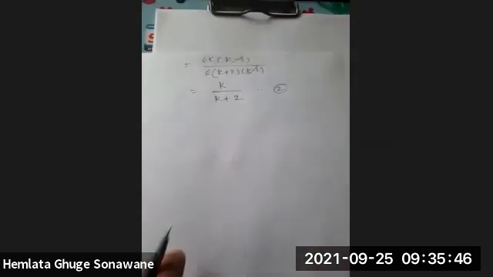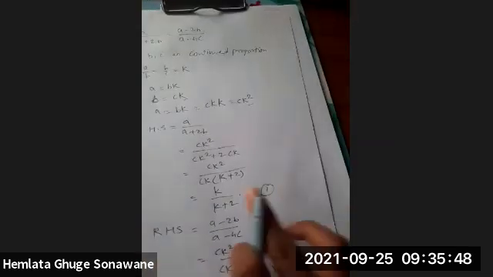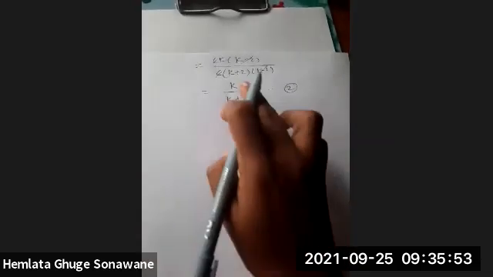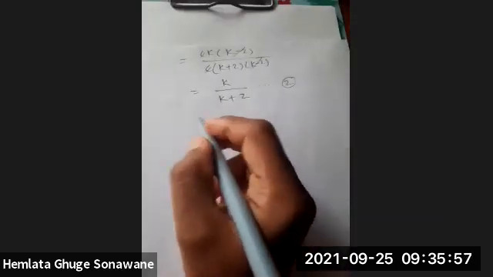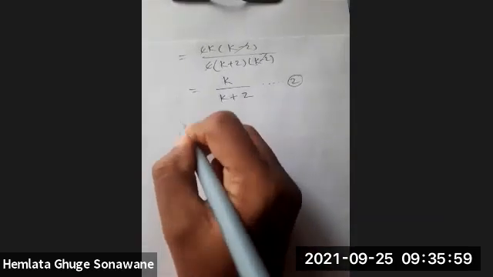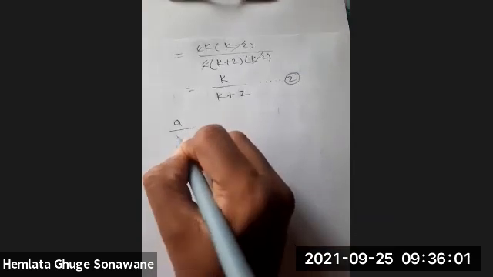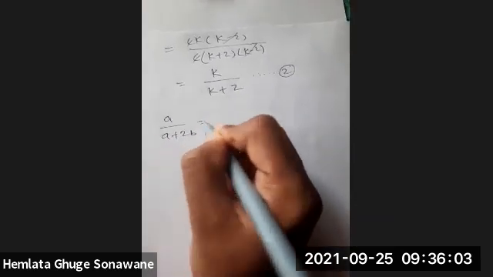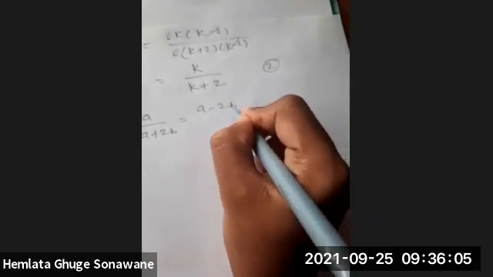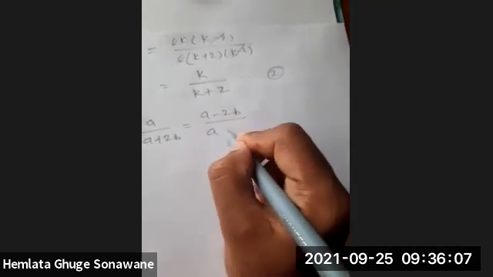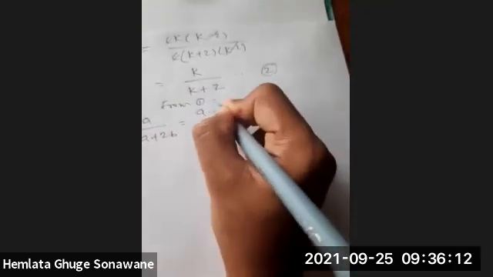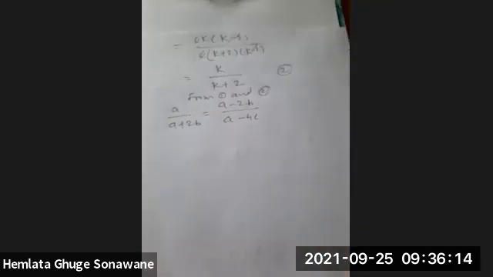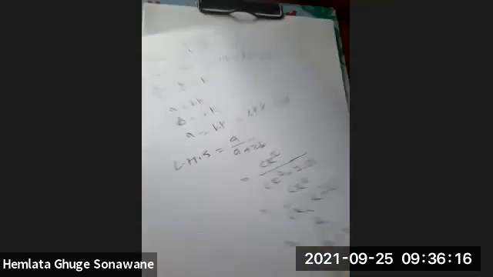Now here you can see that first we have got K upon K plus 2 and second we have also got K upon K plus 2. That is, both are equal. So what we can say is that A upon A plus 2B is equal to A minus 2B upon A minus 4C from equations 1 and 2. Just go through the solution.